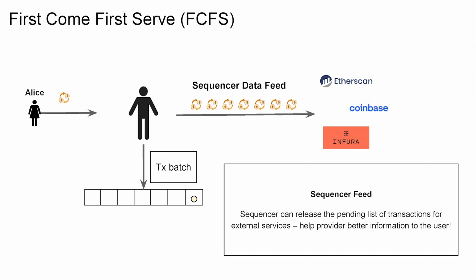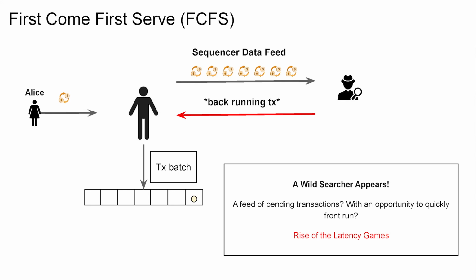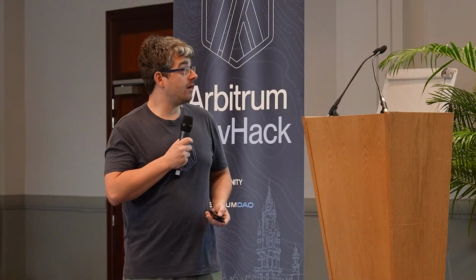Well, if there's a sequencer feed with recent blocks and transactions, well, at least in Arbitrum it's only blocks, what if an MEV bot listens to it? An MEV bot's like, oh, I can find the latest blocks. If I find the latest blocks, maybe I'll find a back-running opportunity, where a whale swings the price, then a bot connects and swings the price back, and then collects profit from doing that. Well, a wild searcher did appear.